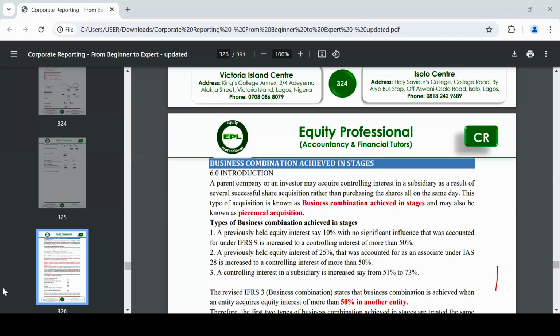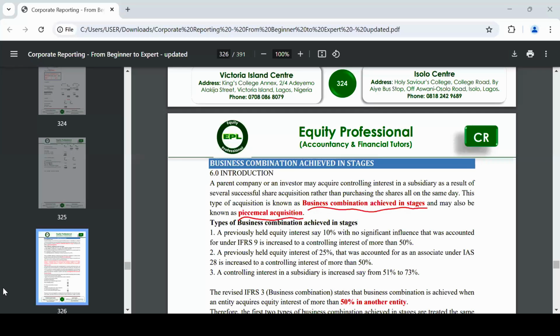The material says a parent company or an investor may acquire controlling interest in a subsidiary as a result of several successful share acquisitions, rather than purchasing the shares all on the same day, like we have assumed in all of our previous solutions. They said this type of acquisition is called business combination achieved in stages, or you can call it piecemeal acquisition.